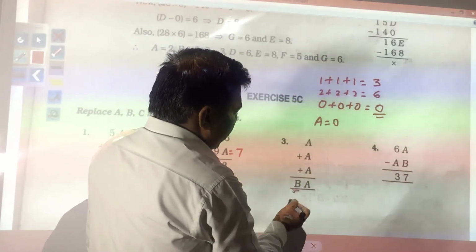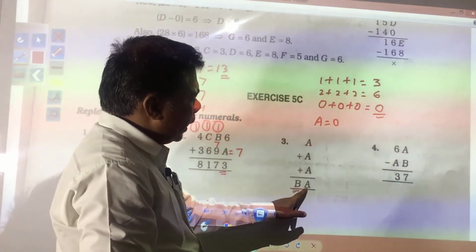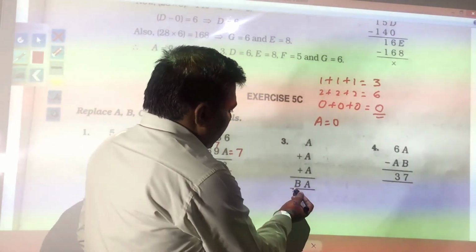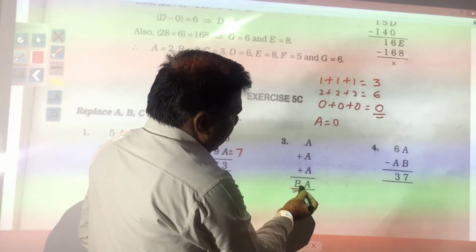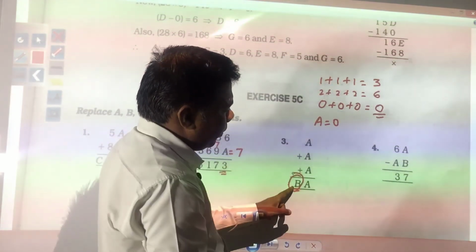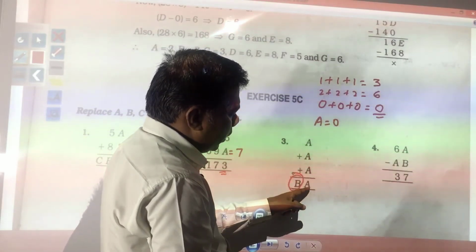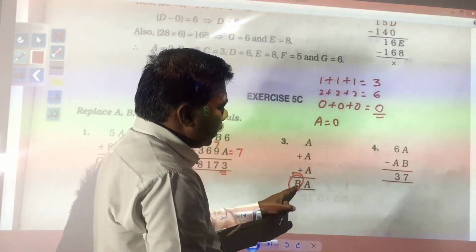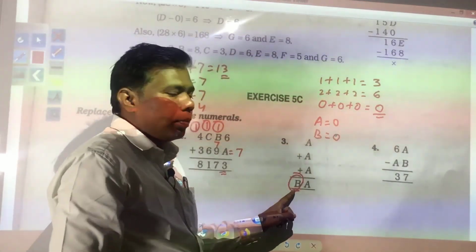Now, in place of B, just you see, in tens place, what number should it be? See, if you are adding 0, in tens place nothing you will have, because only 0 plus 0 plus 0 you are adding, you will get 0. It means in place of B also it should be 0, no other number will be there.